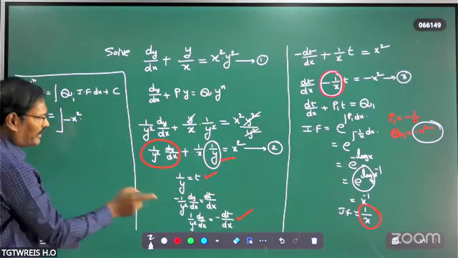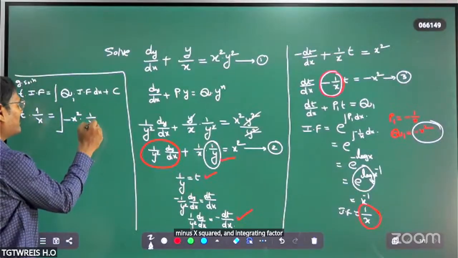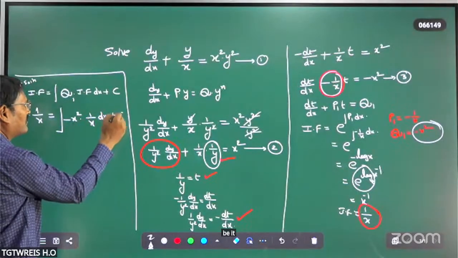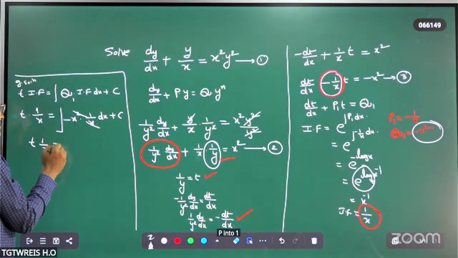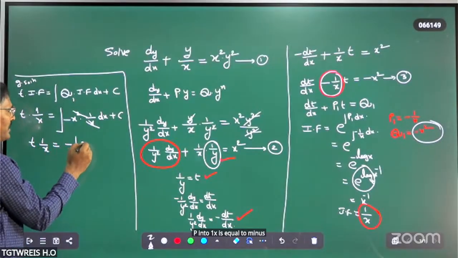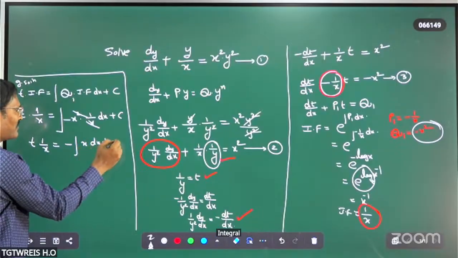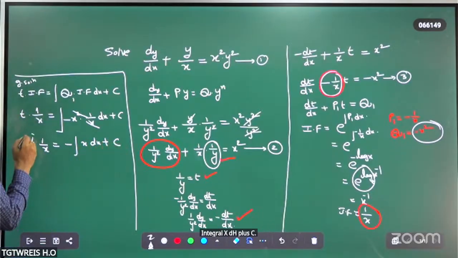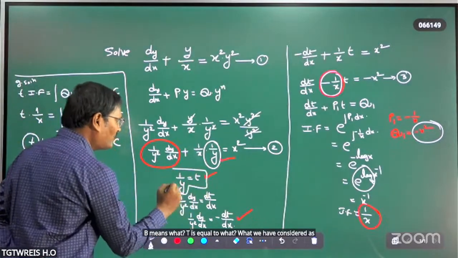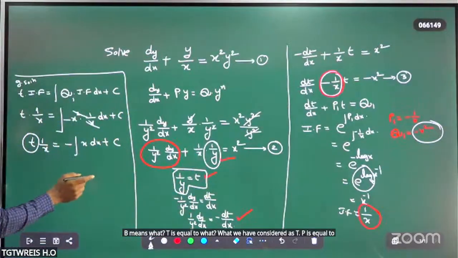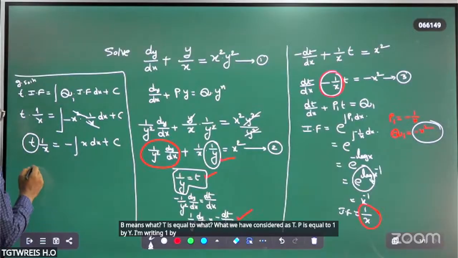Minus x square and integrating factor 1 by x dx plus C. X gets cancelled. T into 1 by x is equal to minus of integral x dx plus C. T means what? What we have considered as T? T is equal to 1 by y. I am writing 1 by y in place of T.